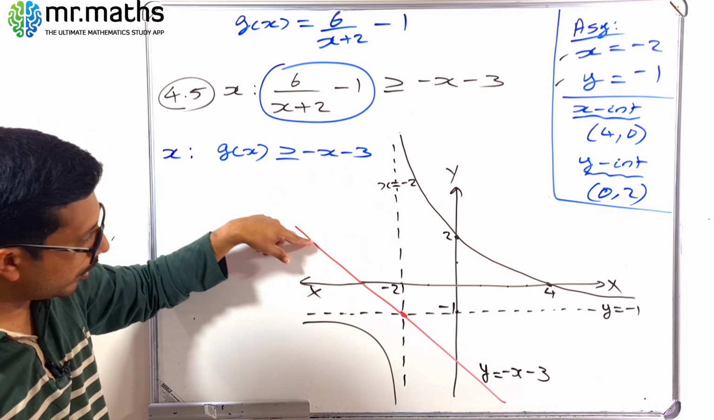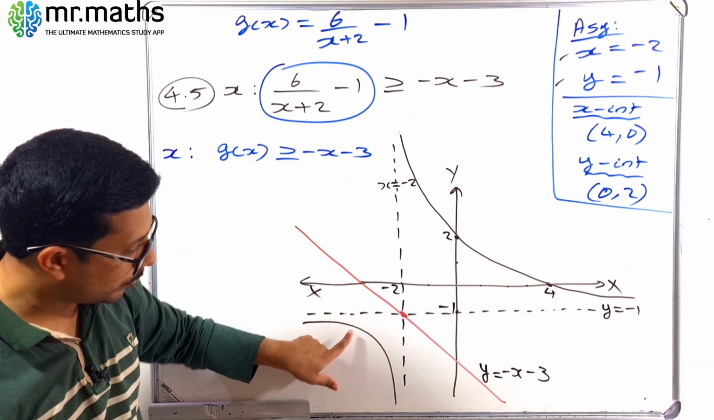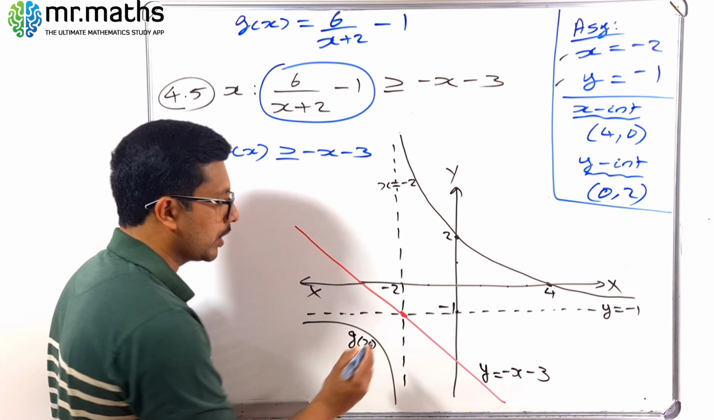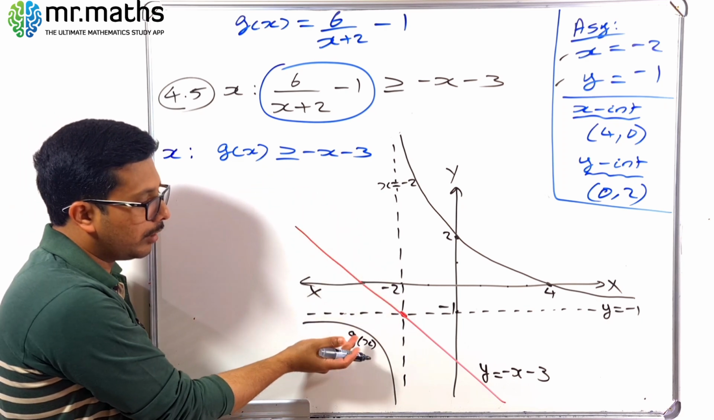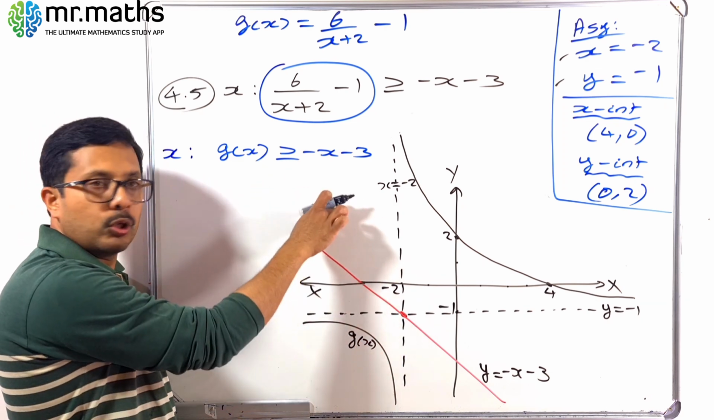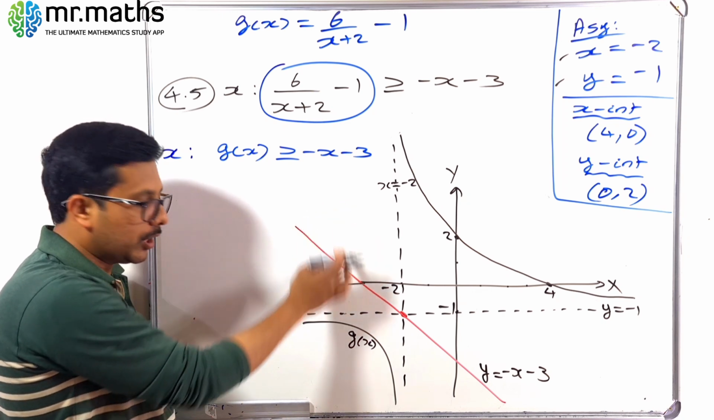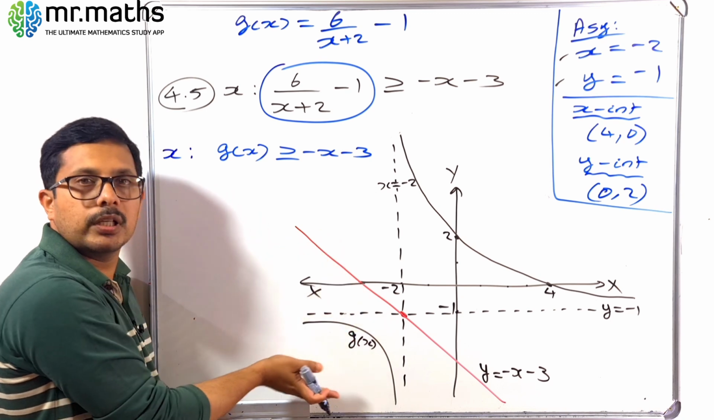So look at this one, which graph is on top? Minus x minus 3 is on top. This one is g of x. Here g of x is greater than means this g of x must be on top of this minus x minus 3. But here you can see that this is not on top, this is the bottom. Which one is at the bottom?